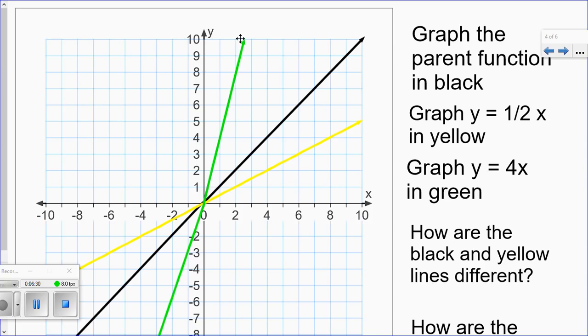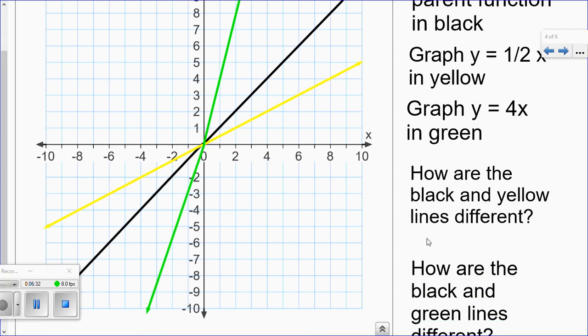So, how are these different? The black and the yellow, well, black and yellow are still crossing at the same point, but the black is actually going up at a faster rate. It's steeper than our yellow line, okay? If I had to run up one of these, I'd rather run up the yellow than the black, okay? So the yellow is less steep than the black one.